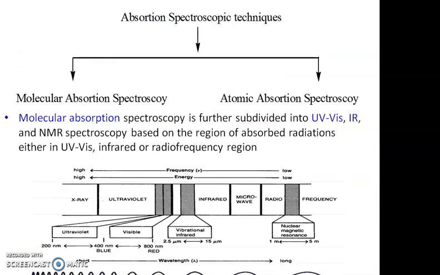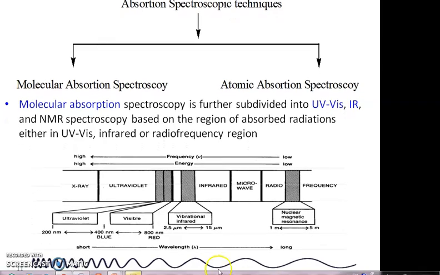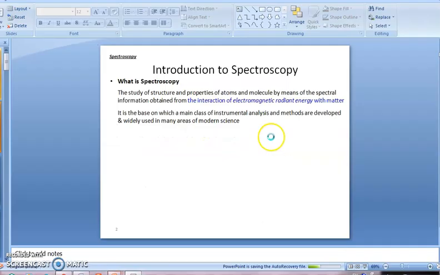Now, molecular absorption spectroscopy can be of different types. UV visible is absorption, IR is absorption spectroscopy, NMR is absorption spectroscopy. Now you can see this one. All these molecules will be absorbing the radiation, and will be coming out with a lesser amount of radiation.